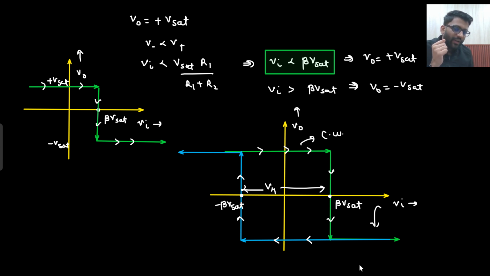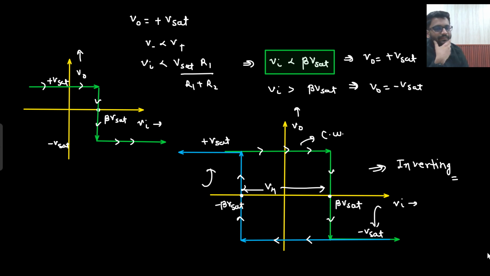And what do you see? For higher value of input, you are getting lower output. For lower value of input, you are getting higher output. So what kind of characteristics is that? This is the characteristics of inverting. This is your inverting characteristics. Say yes or no. So in the examination, if it is mentioned inverting Schmitt trigger, will you be able to make the characteristics or not? Say yes or no. Certainly, sir, you will be able to make the characteristics.